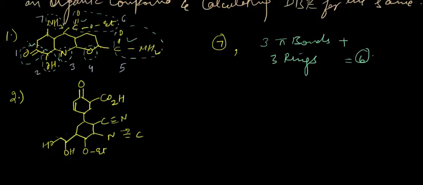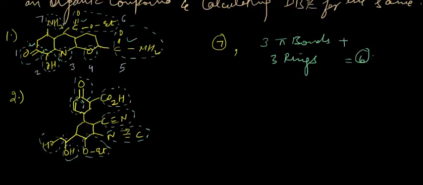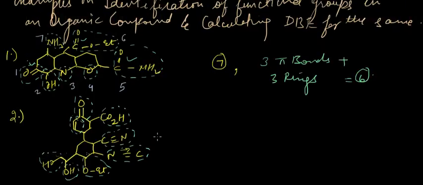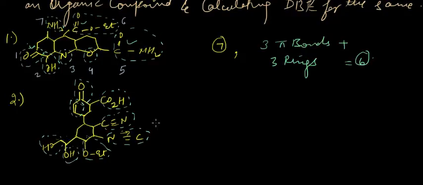As you can see, this is the keto group 1, alkene group 2, carboxylic acid 3, cyanide 4, isocyanide 5, ether 6, this alcohol 7, this alcohol 8. So how many functional groups are attached in this compound? 8. And what is the DBE?